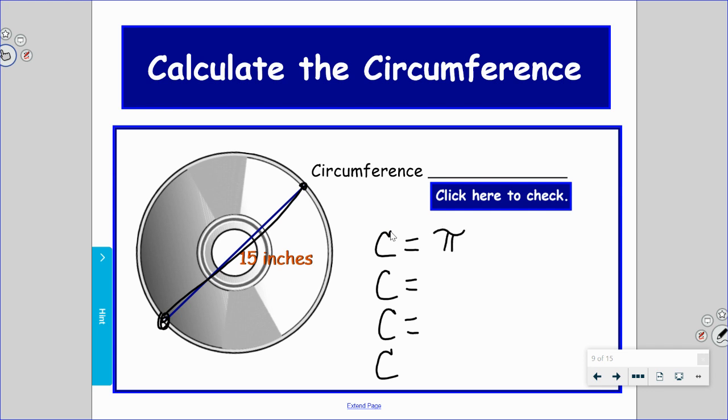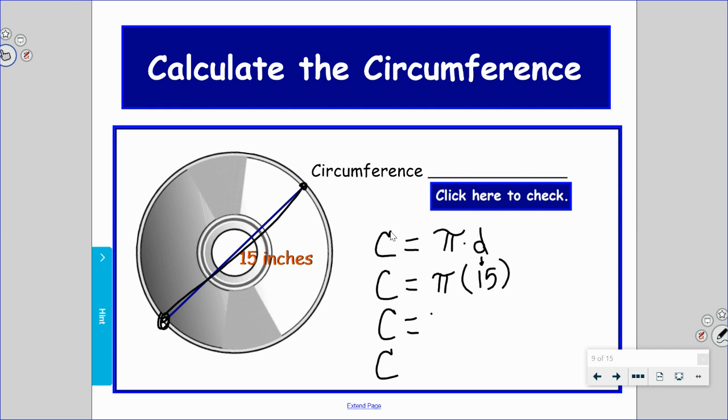So the first thing I ask myself is, which formula am I going to use? Well, we have its diameter. Let's stick to that formula. Circumference equals pi times diameter. Next, what we can do is we can substitute in that particular number. And in this case, the diameter is 15 inches.